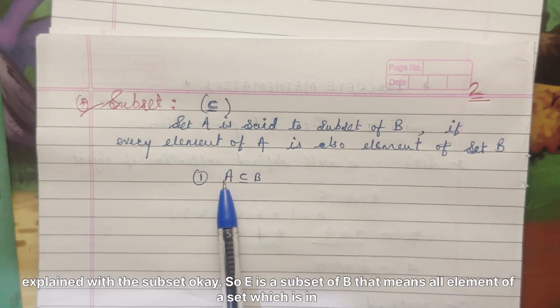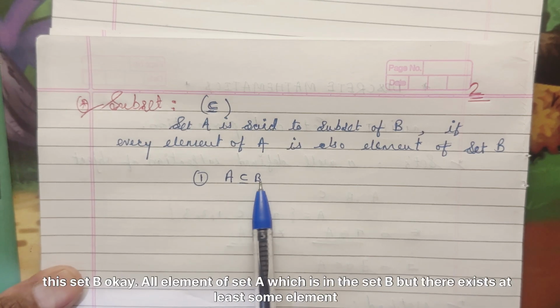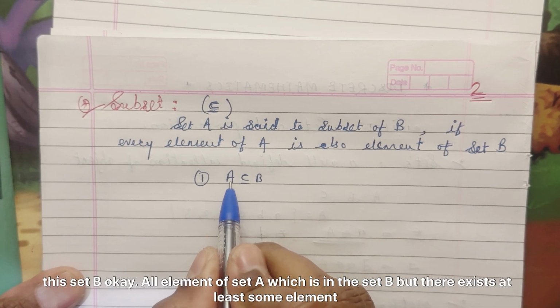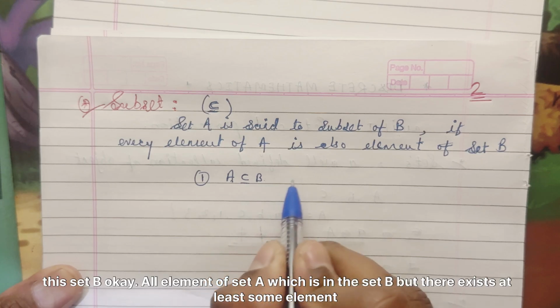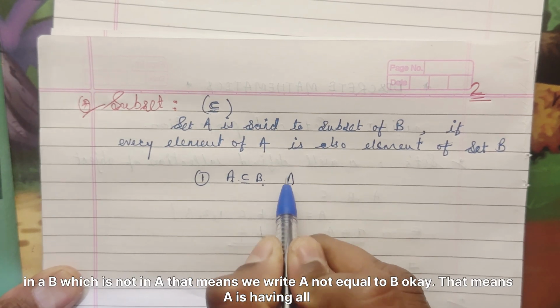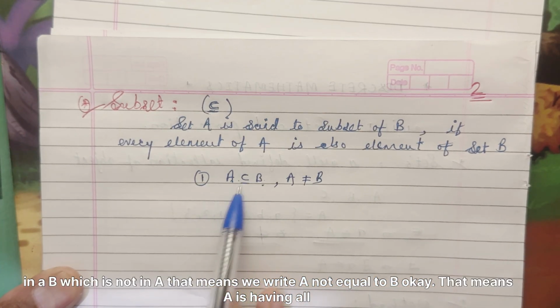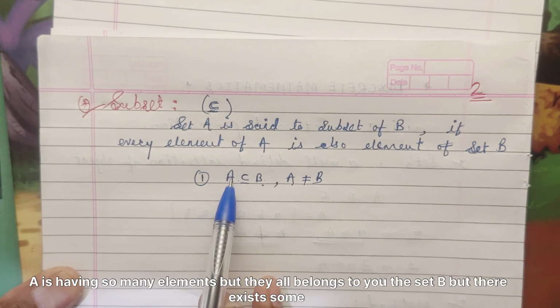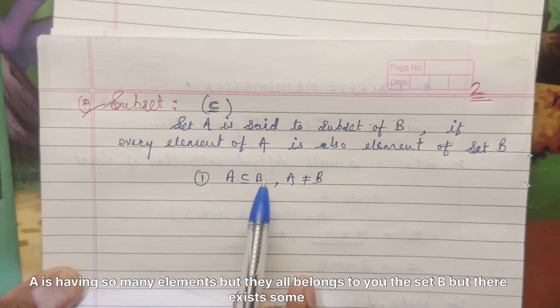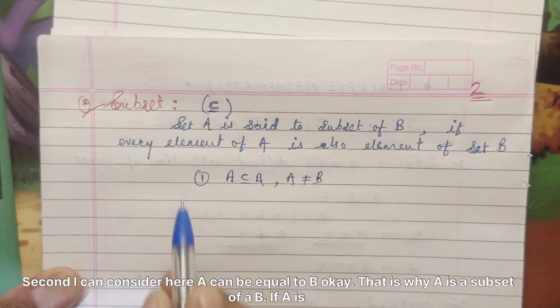A is a subset of B. That means all elements of set A are in the set B, but there exists at least some element in B which is not in A. That means we write A not equal to B. A has many elements, but they all belong to the set B. But there exists some element in set B which is not in A. That's why I have written A not equal to B.